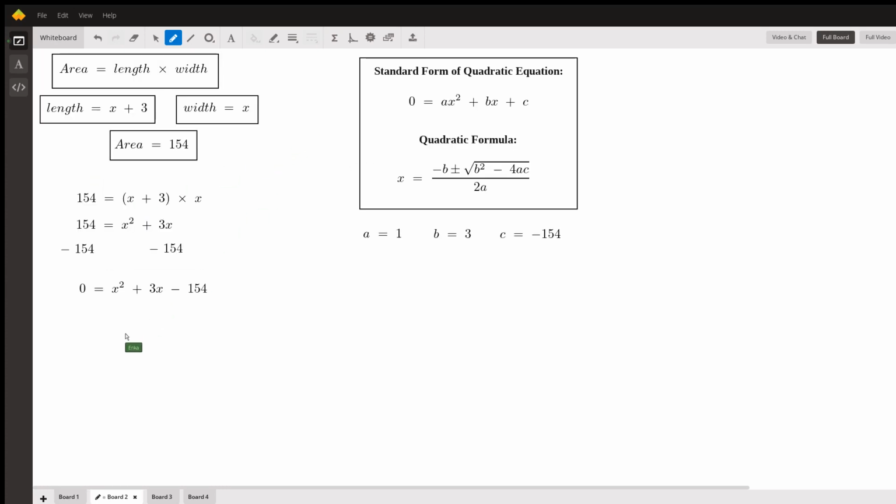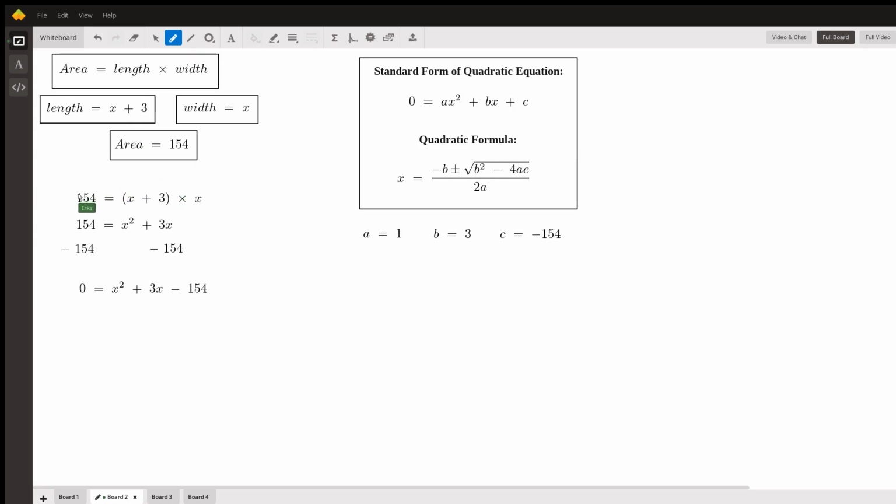So I'm going to go ahead and go to board number 2. And now that we have our picture defined with a length and our width, keeping that in mind, we can go ahead and attempt to solve this problem. Remembering that area equals length times width, and we have our length defined as x plus 3, our width defined as x, and we're told the area is equal to 154 square centimeters, we can plug each of these into our area equation. Area is 154, length is x plus 3, and width is x.